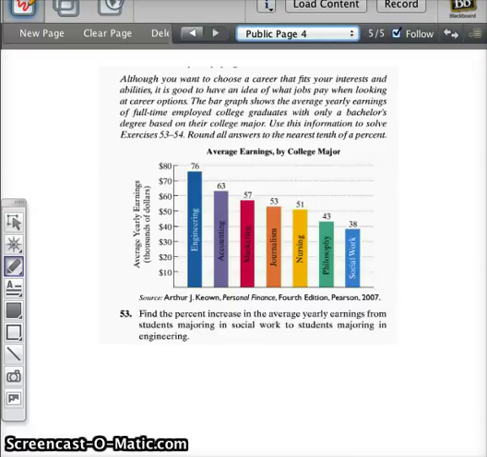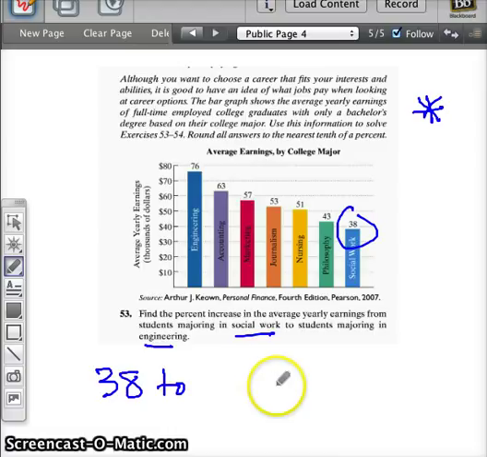Then you have a couple of word problems at the end. For example, you're going to take some time reading the problem. Again, this is talking about careers, which I'm going to talk to you about tomorrow. The question says, find the percent increase in the average yearly earnings from students majoring in social work to students majoring in engineering. Let's look at social work. I got a 38. Average yearly earnings in thousands, 38. Engineering looks like 76.